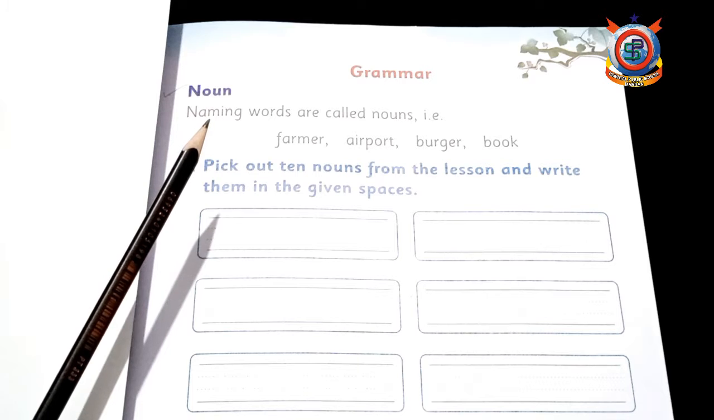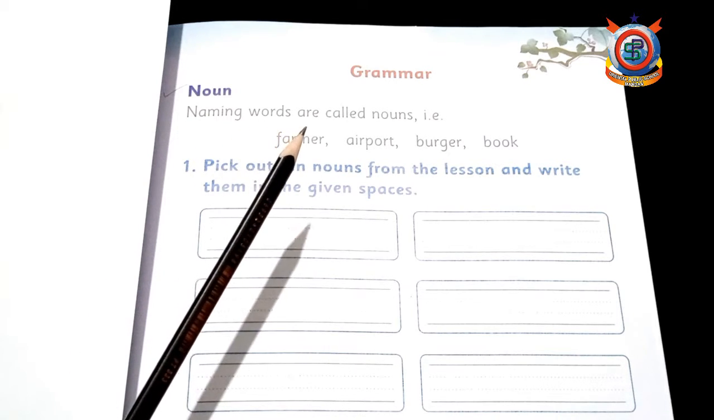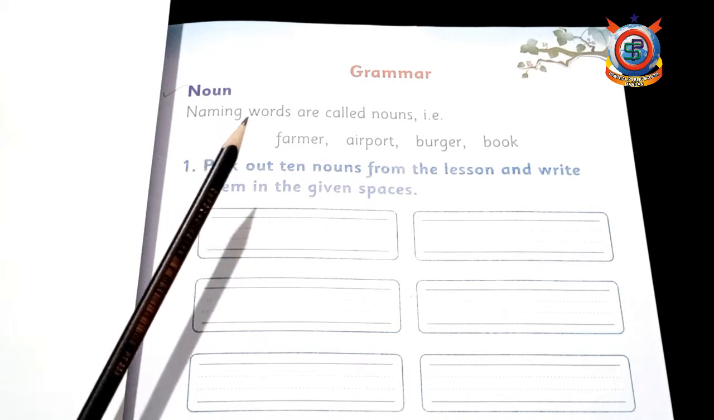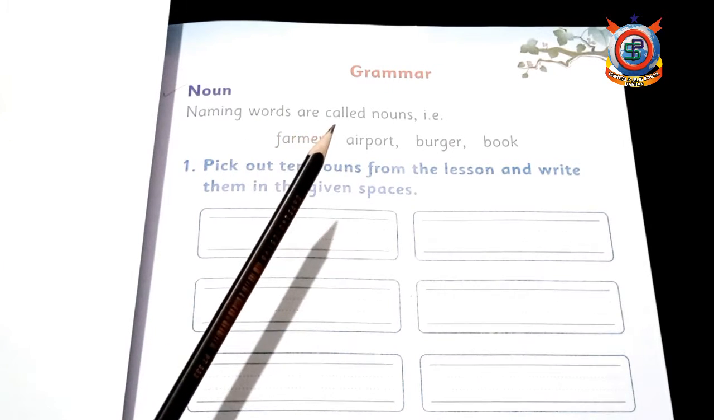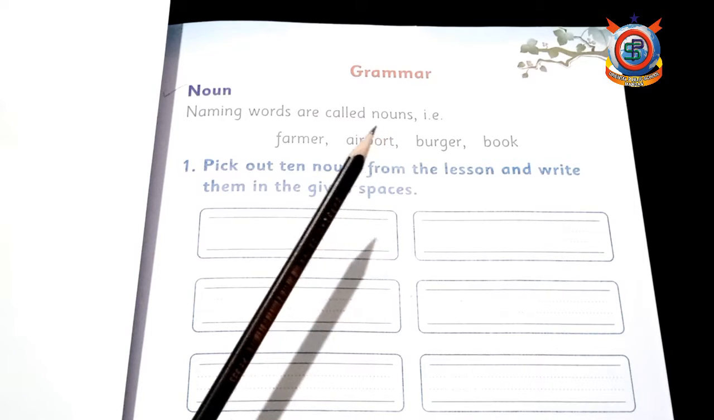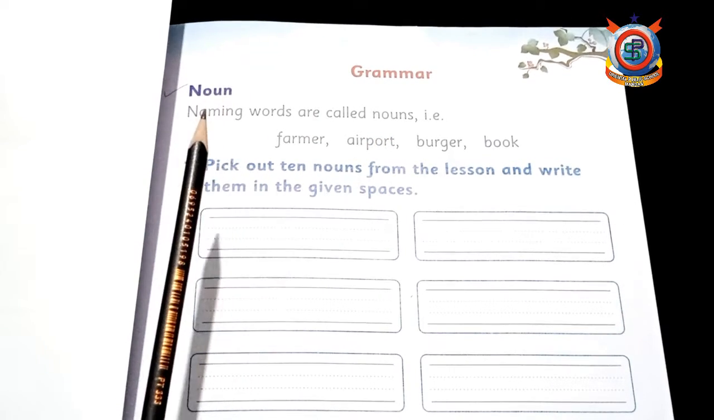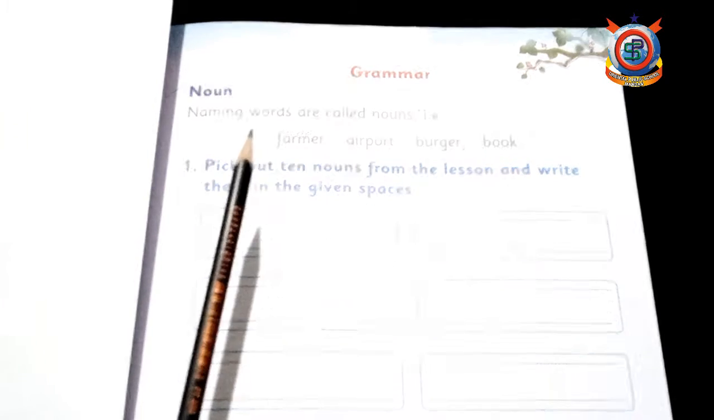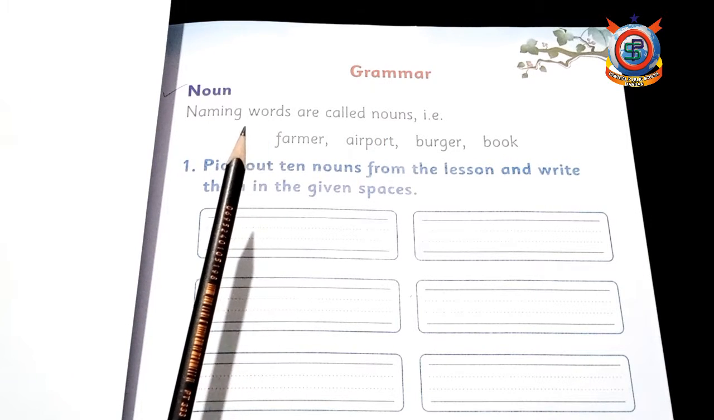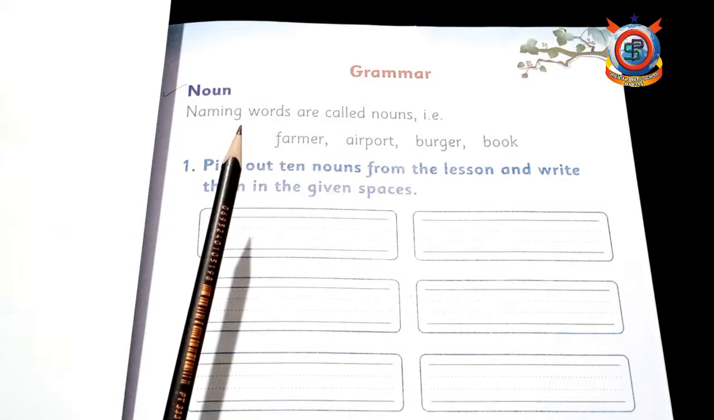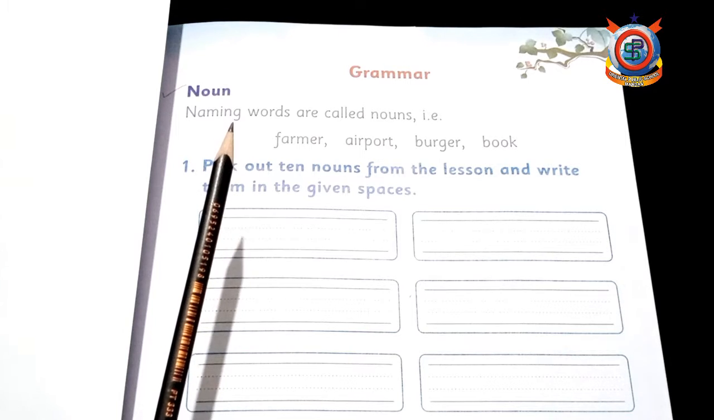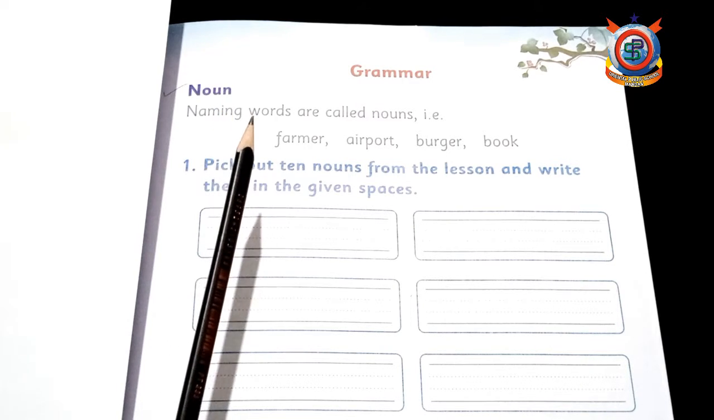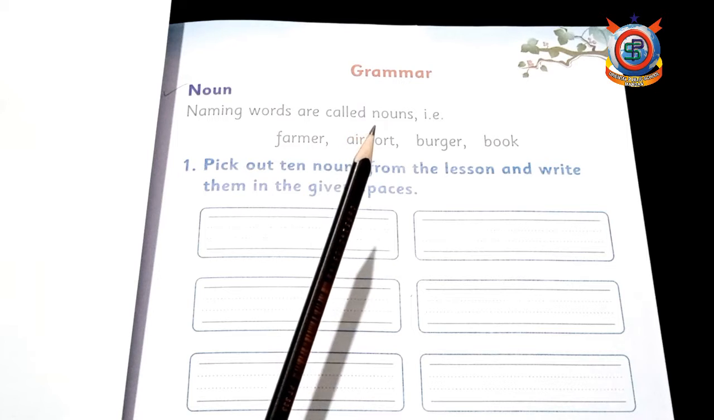What is noun? Naming words are called nouns. Repeat with me, all of you. Naming words are called nouns. Very good. Let's read again. Okay, students, let's read again. Naming words are called nouns. Naming words, words that are the name of any person, thing or place are called nouns. What do we call it, students? Noun. Very good. Naming words are called nouns.